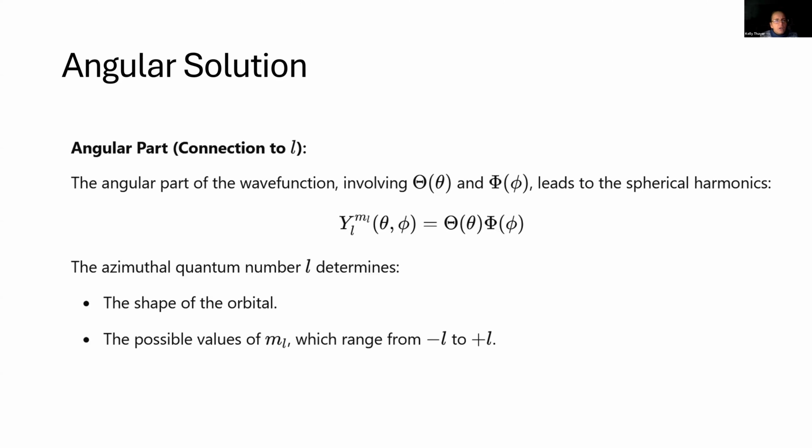That's the angular part. So the angular part is related to L because the angular part of the wave function involving theta and phi is going to lead to the spherical harmonics, Y of L, m sub L, of theta and phi, equals these theta and phi equations. Kind of looks a little bit familiar. It kind of looks like we've just done separation of variables again. So the azimuthal quantum number L determines the shape of the orbital and the possible values of m sub L, which range from negative L to positive L.